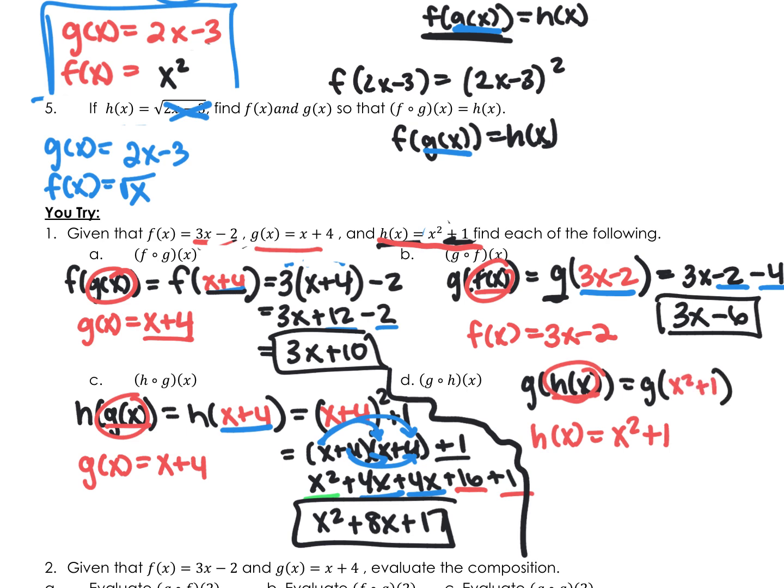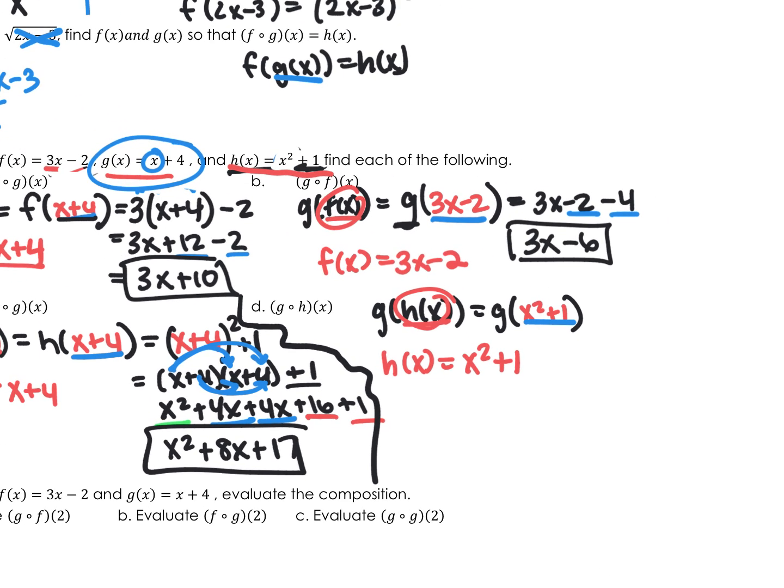To find g of x squared plus 1, you're going to go to your g equation. Wherever there's an x, you're going to replace that with x squared plus 1. So we're going to have x first, so we'll replace that with x squared plus 1, and then we just have a plus 4. So the only simplifying you can do here is adding those two together. So x squared plus 5.